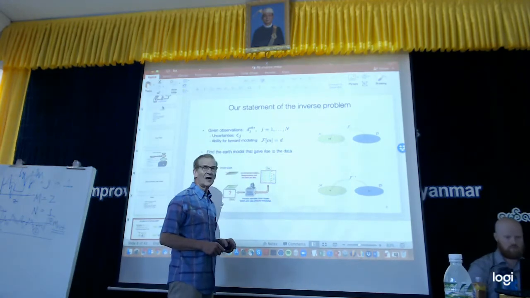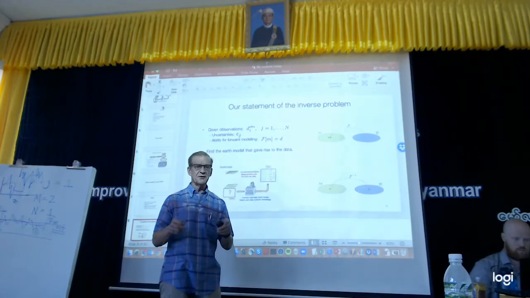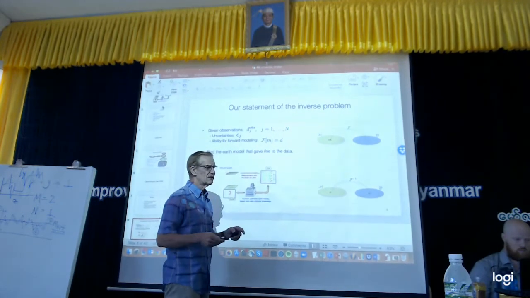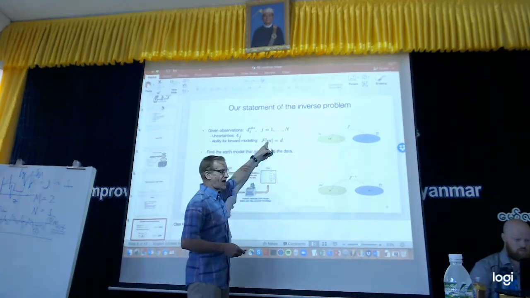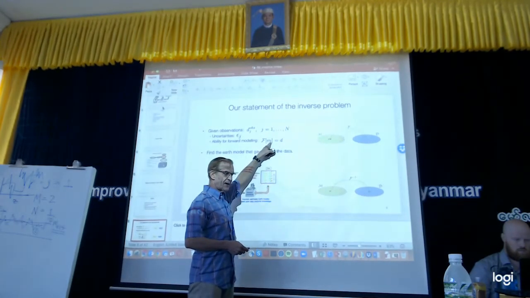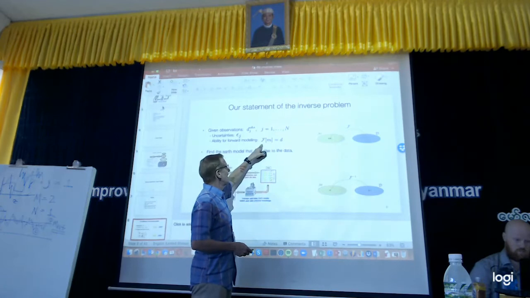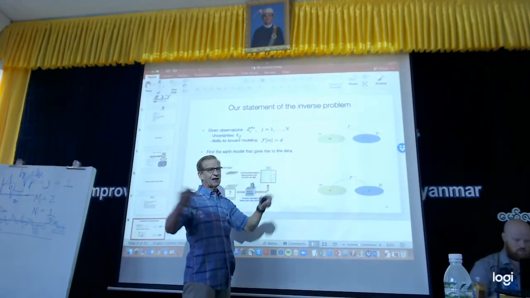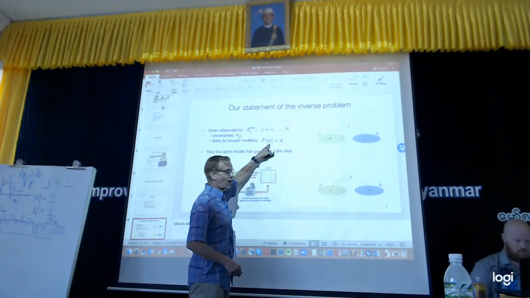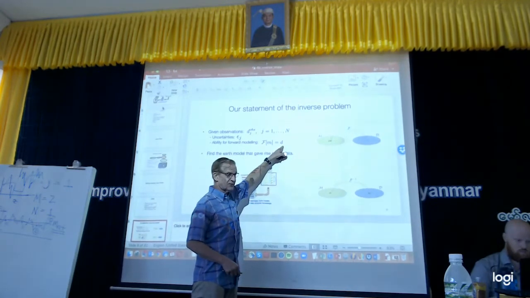The model that we are looking for, we're just going to write as a generic symbol M. And then our forward modeling is we've got some operator, some computer algorithm that operates on that and generates data.